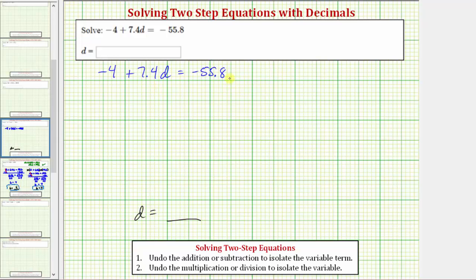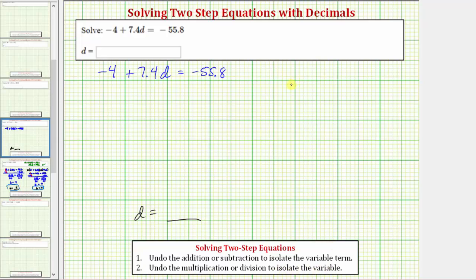Looking more closely at the left side of the equation, we need to undo this -4 as well as undo this multiplication in order to isolate d. Because there are two operations to undo, this is often called a two-step equation, where when solving a two-step equation, the first step is to add or subtract to isolate the variable term, which means for our equation, the first step is to add or subtract to isolate 7.4d, and the second step will be to multiply or divide to isolate or solve for the variable.